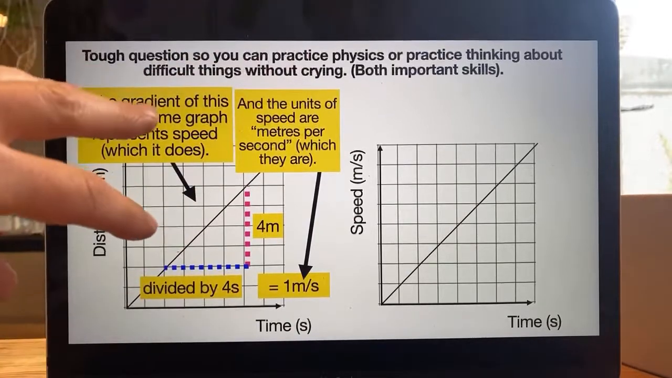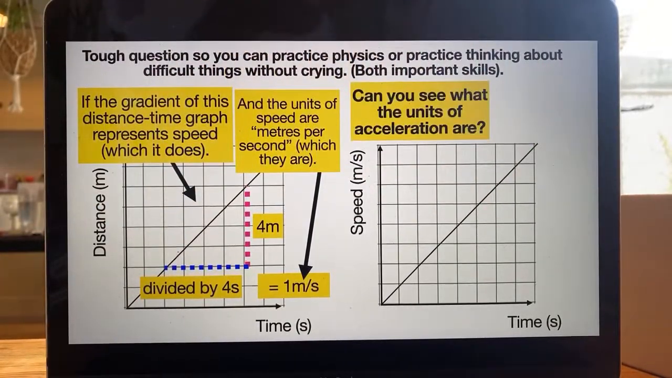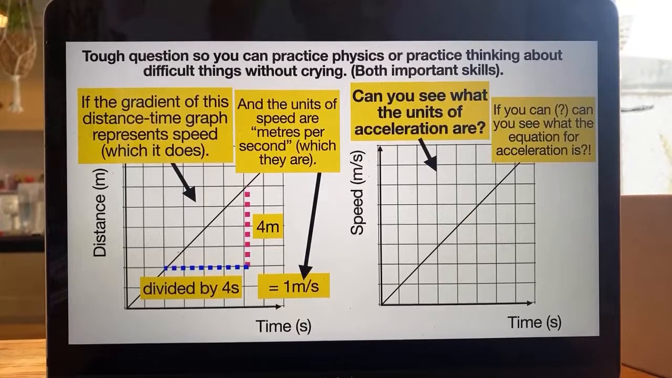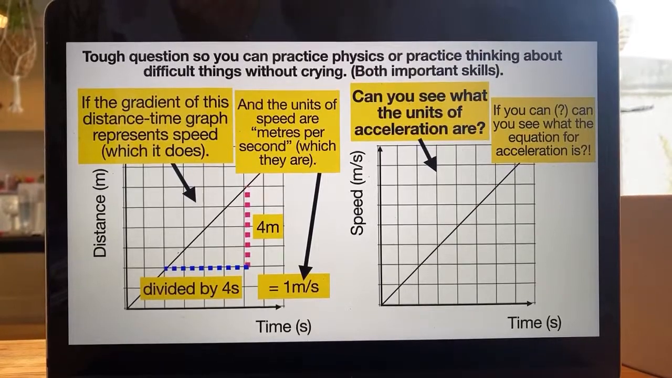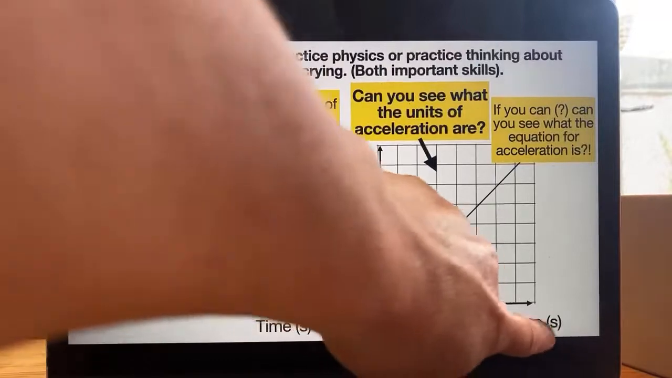If you know all that, can you look at this speed time graph and tell me what the units of acceleration are? And if you can do that, well done. Can you see what the equation for acceleration is? So you've got speed here measured in meters per second. You've got time here measured in seconds.